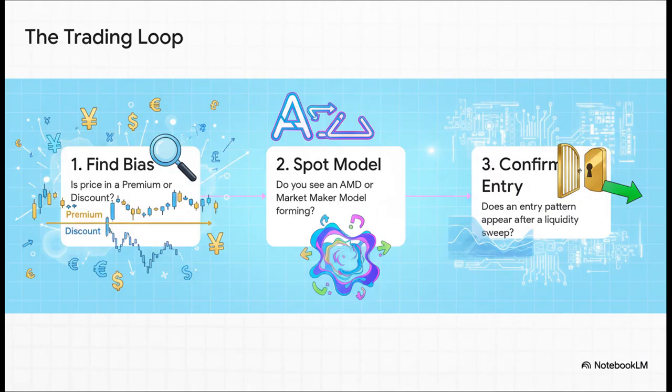This three-step loop, bias, model, entry, is what turns trading from a gamble into a structured, logical process. You just ask yourself these three questions in this order. First, where's the value? Am I in a premium or a discount? Second, what playbook do I see forming? And third, what is my specific confirmation to get in? That's it. That's the framework.